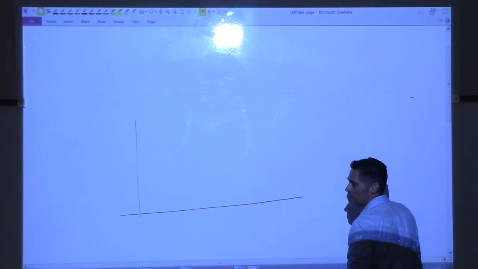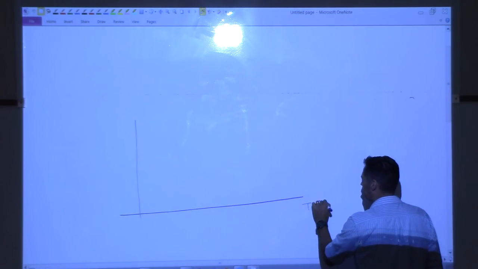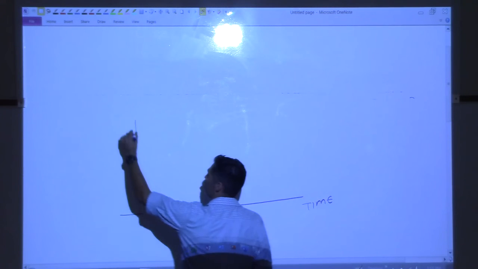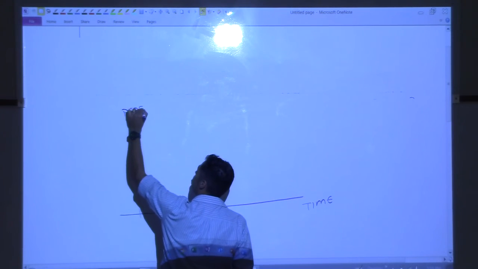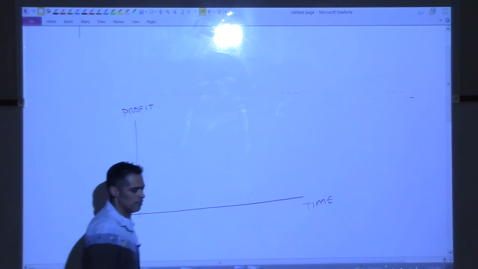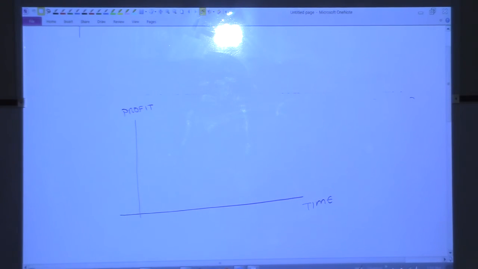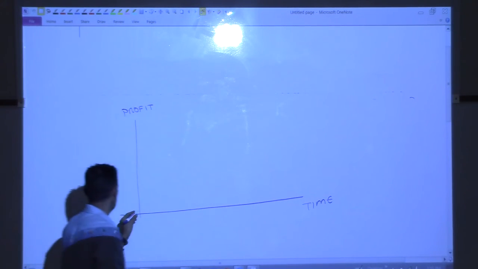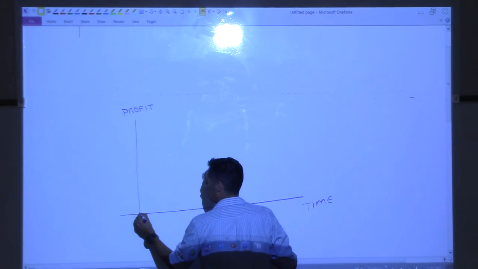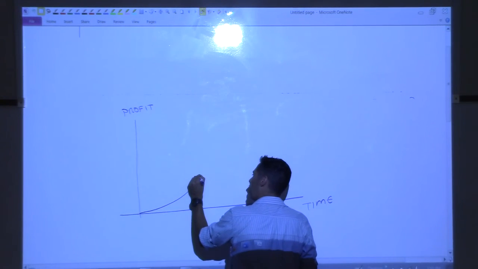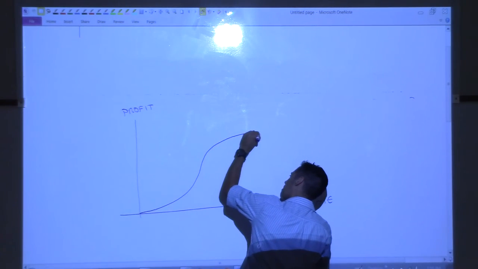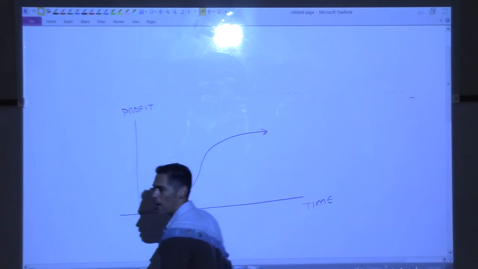So let's say I own a business, and let's say this is time, and this right here is profit. Money coming in. Well, revenue and profit are different, but let's just say that's profit. Let's say I have a function that looks like this. Okay, let's say my profit function looks like that.